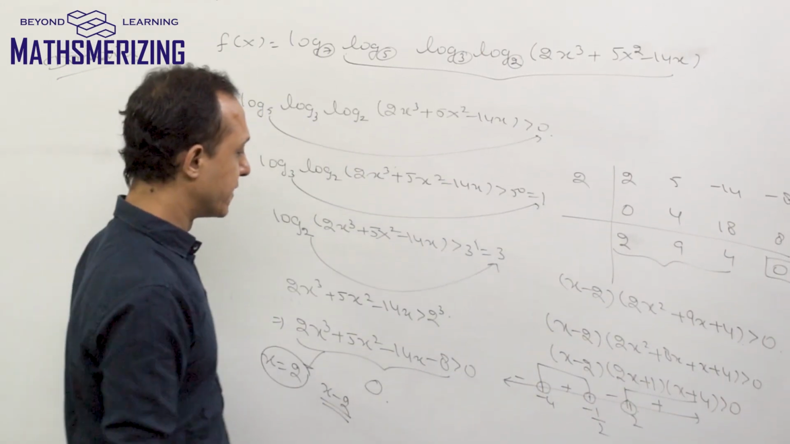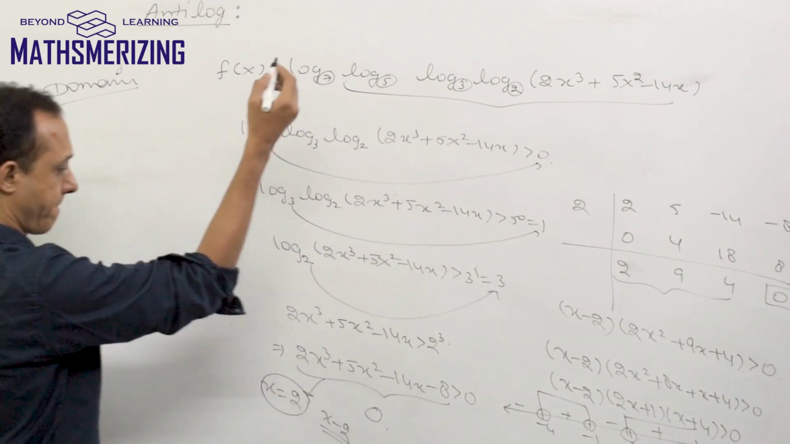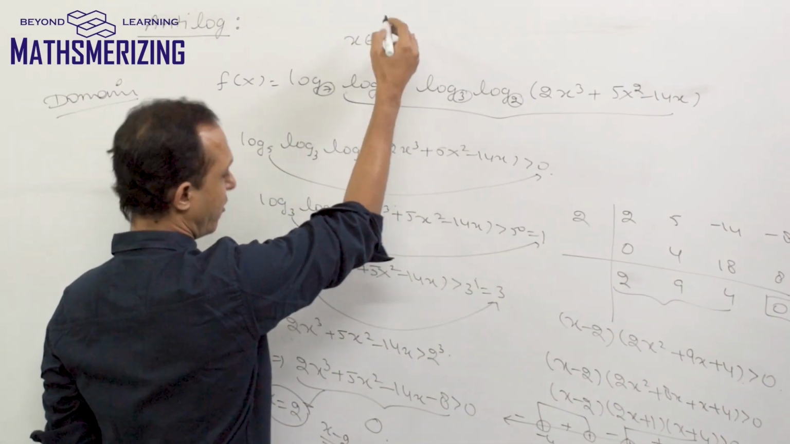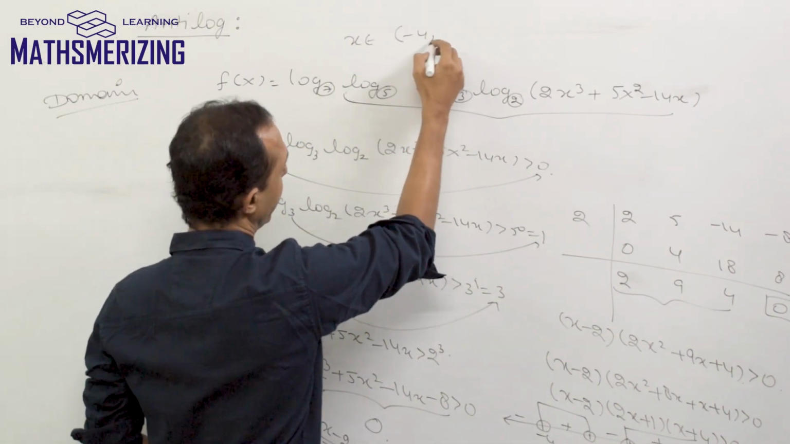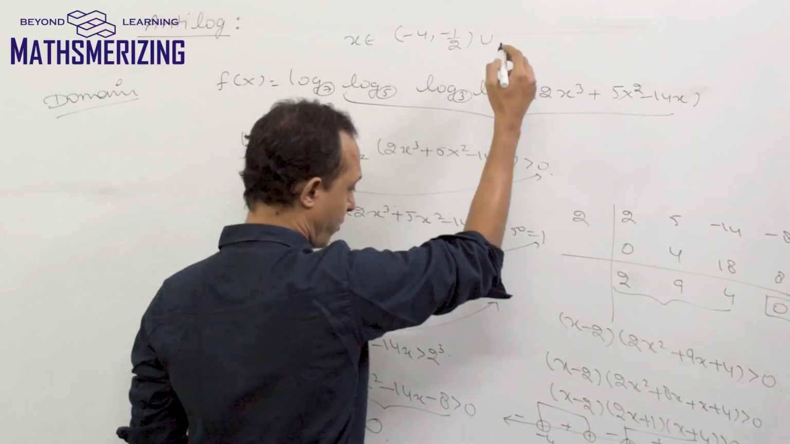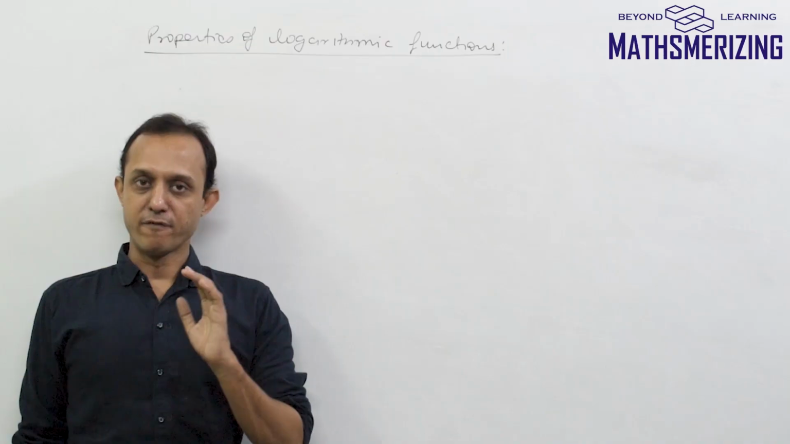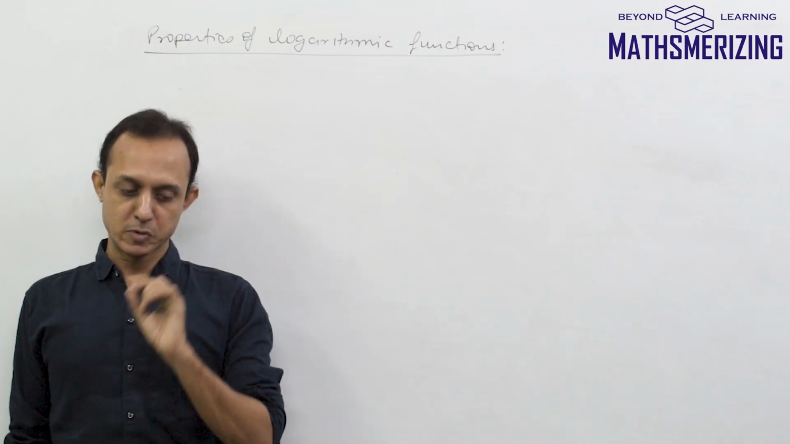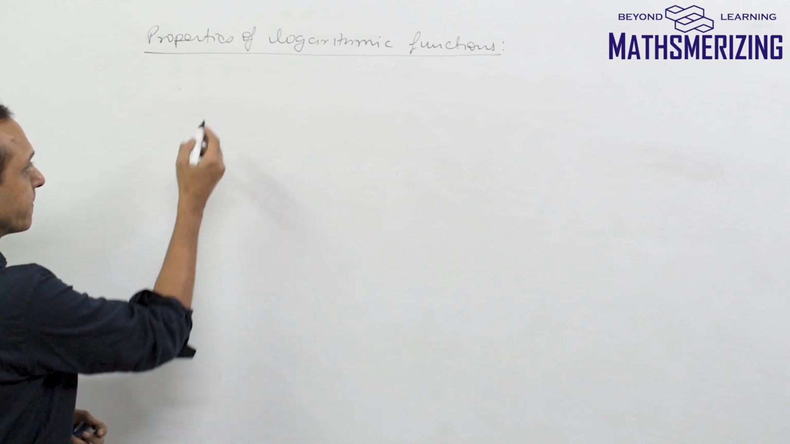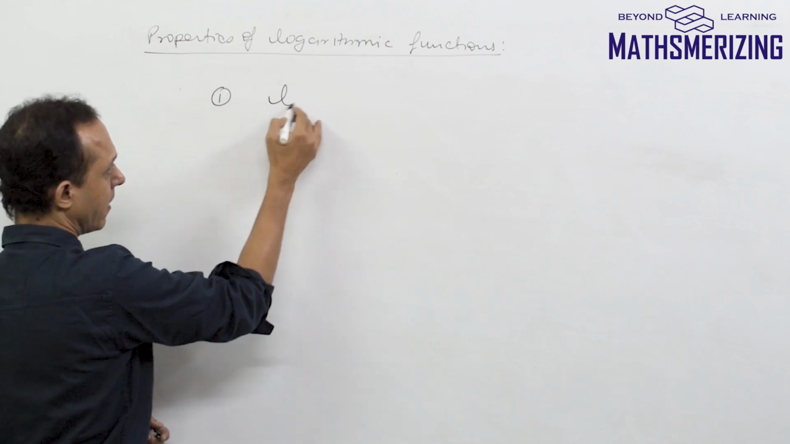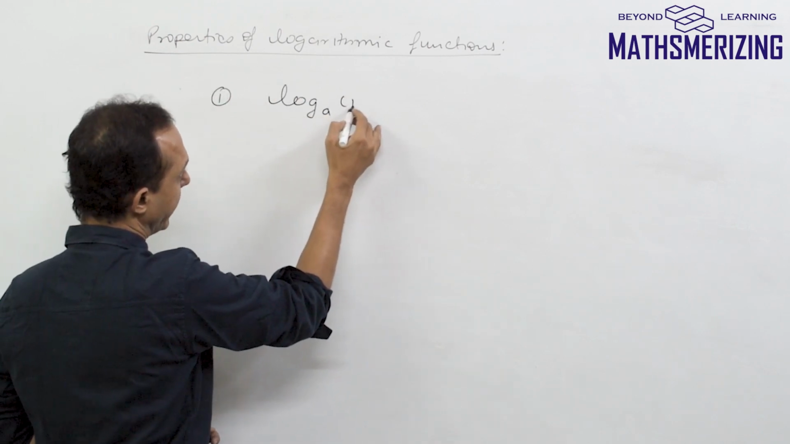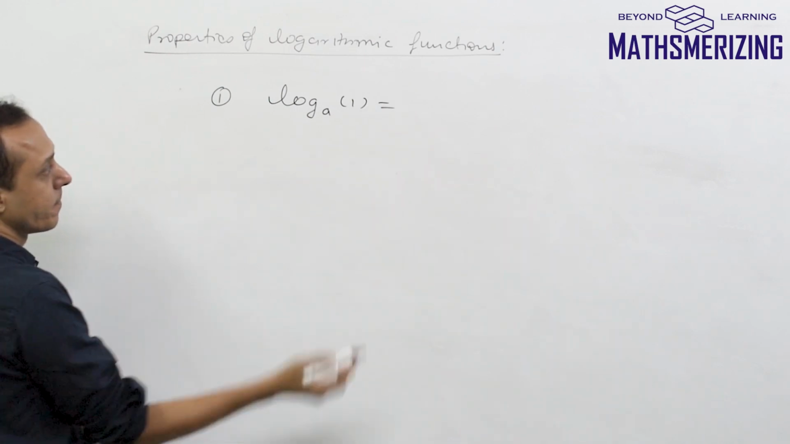So the domain of this function will be x belongs to (-4, -1/2) union (2, infinity). Now we'll discuss properties of logarithms. So the first property that we'll need to study is log 1 to any valid base a.